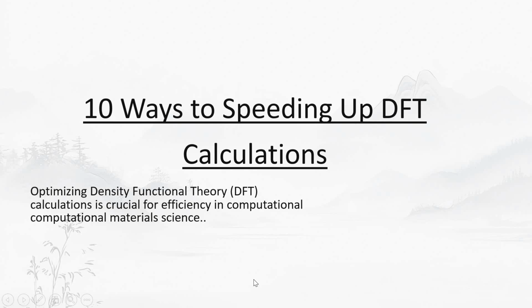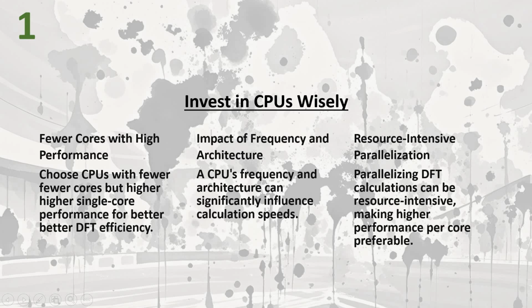The first one is about CPUs. So invest in CPUs wisely. Meaning that the first point seems strange. Generally, a CPU with more cores can handle calculation faster. However, there are other factors to consider when buying a CPU, such as frequency, CPU instruction, etc.